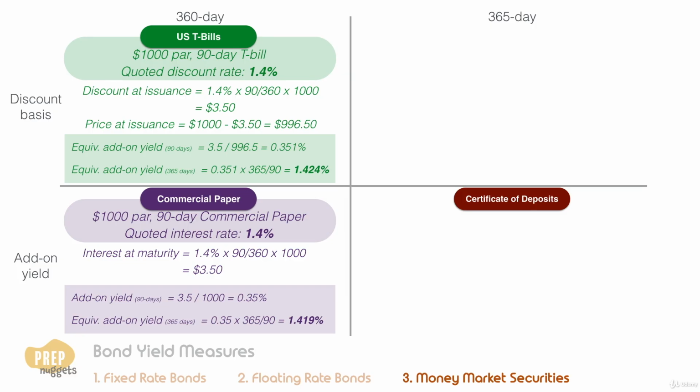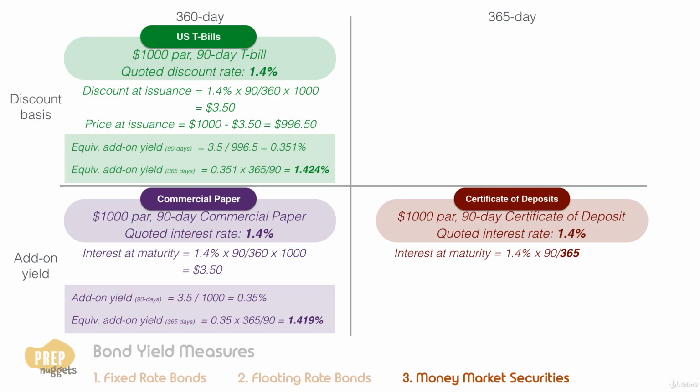We can annualize it by multiplying it by 365 over 90, giving us an equivalent add-on yield on 365-day basis of 1.419%. And again, we have a hypothetical 90-day certificate of deposit with the same quoted interest of 1.4%. The difference here is that it is quoted on a 365-day basis. When calculating the interest, remember to use 365 days as a base, so the interest is slightly lower at 3.452. The quoted interest is already on an add-on basis on 365-day convention. Therefore, we do not need to make any adjustment.